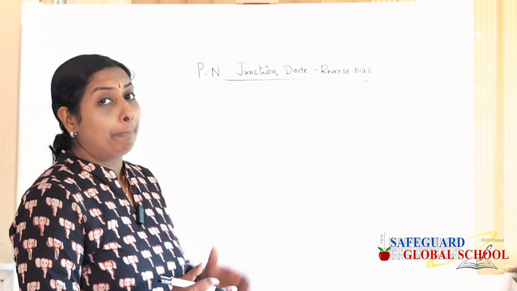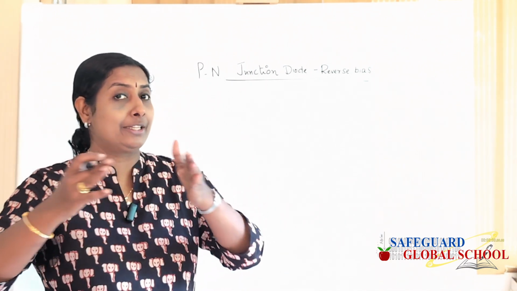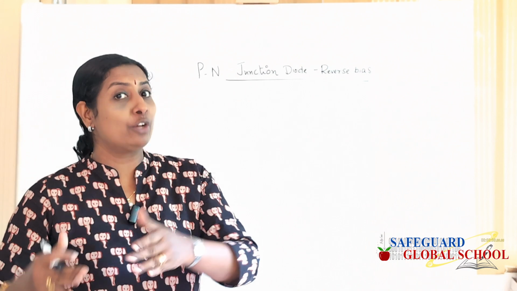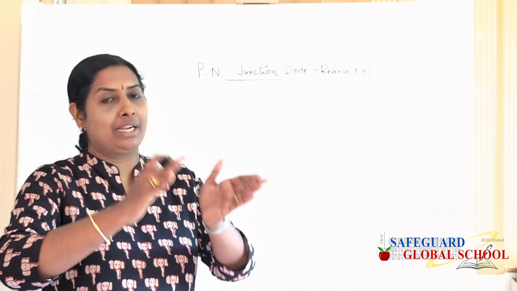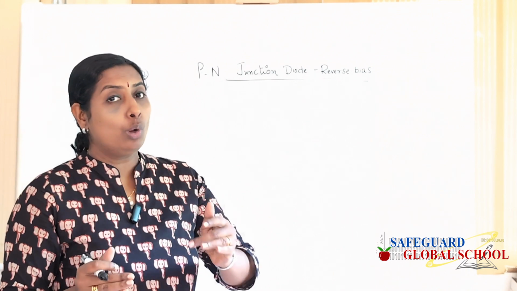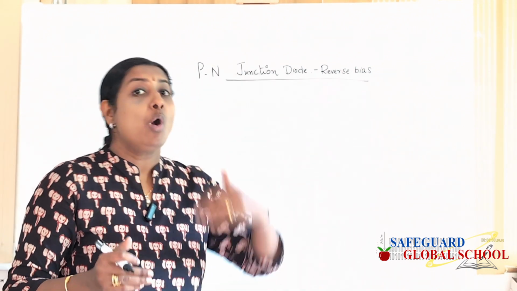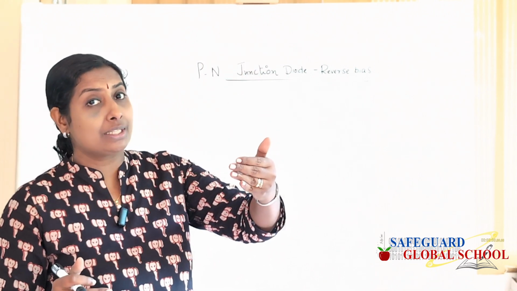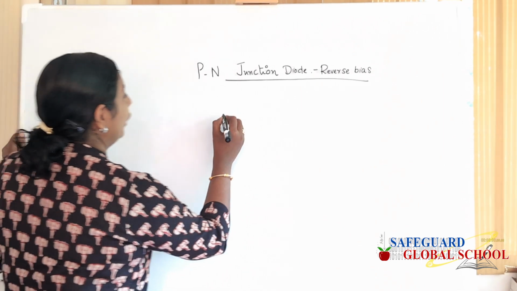We know the P side of the diode, or the positive side of the diode, is connected to the negative side of the external battery, and the negative side of the diode is connected to the positive side. Or the positive side of the diode is connected to the lower potential, or the negative side of the diode is connected to the higher potential. So let us draw it.